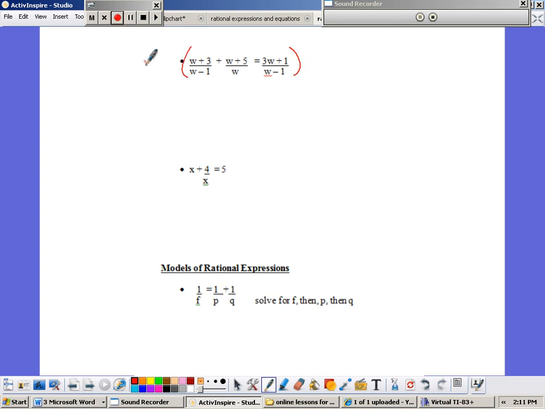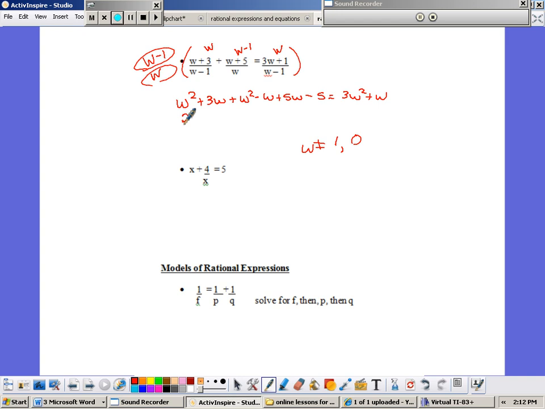Already broken down. 2 of them have W minus 1, and 1 has a W. So I'm going to have to use W and W minus 1. This first one picks up a W. This second one picks up a W minus 1, and the third one picks up a W. So I get W squared plus 3W plus FOIL, W squared, minus W plus 5W minus 5 equals 3W squared plus W. Denominator drops out, but W cannot be 1, 0.